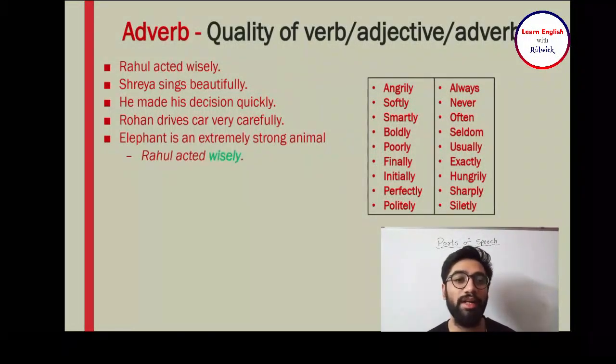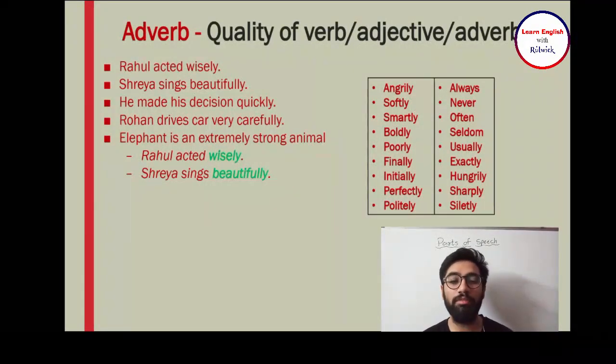The first sentence says Rahul acted wisely. The adverb is wisely because it talks about Rahul's quality of acting. If I ask the question, how did Rahul act? The answer would be wisely. So it becomes an adverb. In the second sentence, it's very easy. Shreya sings beautifully. By using this word beautifully, we are adding value to her singing quality. So it becomes an adverb.